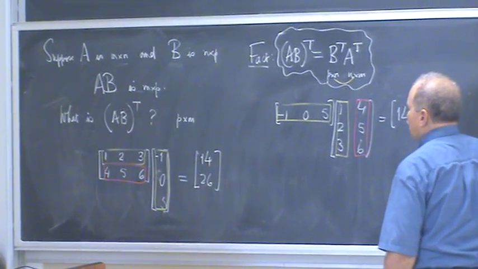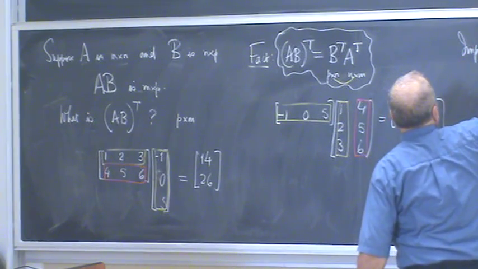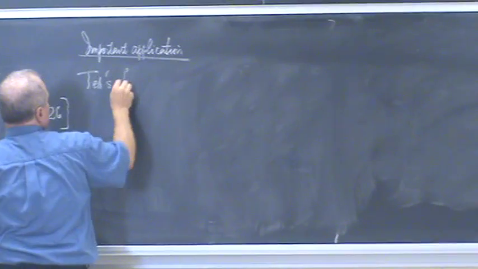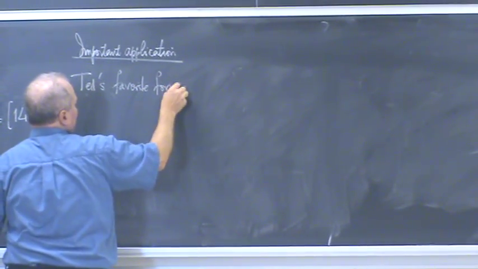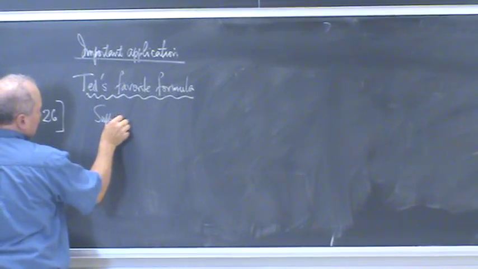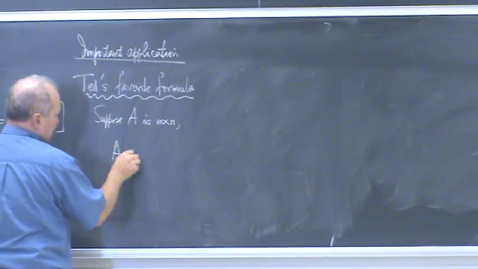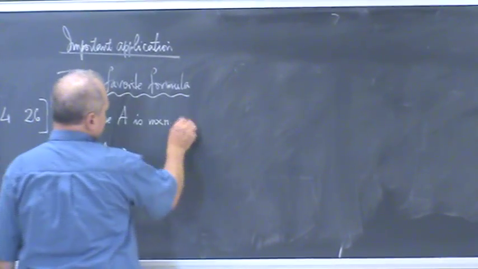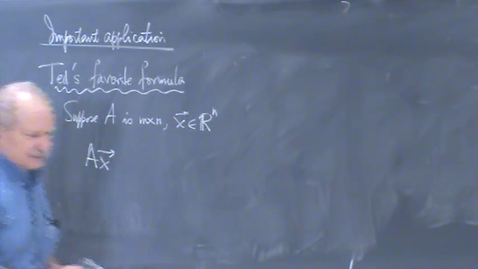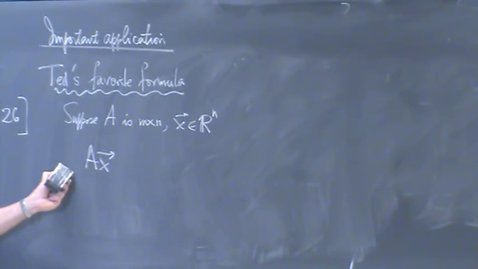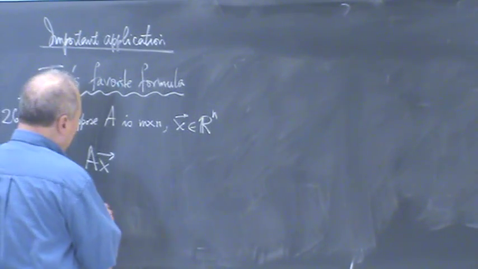So here is the first application of that. This is what I referred to the other day as Ted's favorite formula, which Justin has never forgotten. Okay, so suppose A is m by n, and I want to write Ax for some vector x. So x has to live where? It has to be in Rn. So how many components does this vector Ax have? M. So Ax is in Rm.